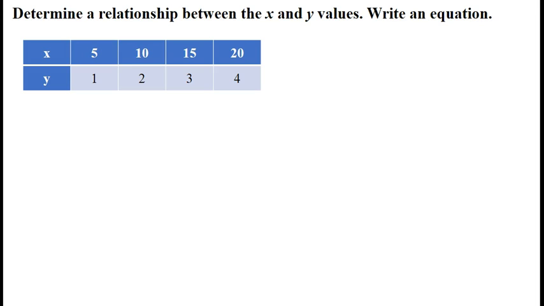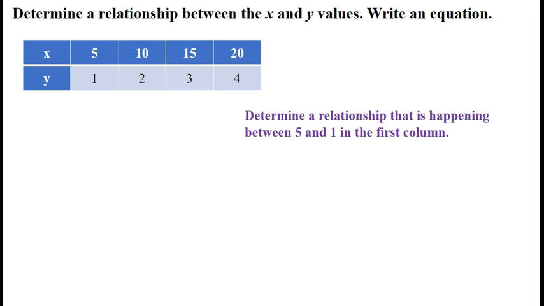Number one, we have to determine a relationship between x and y values from this table I have here. The top row is x values, the bottom row is y values, and then we need to write an equation. So let's talk about the relationship that we can find between them first. I want to find a relationship that is happening between 5 and 1. So that's the first column there.